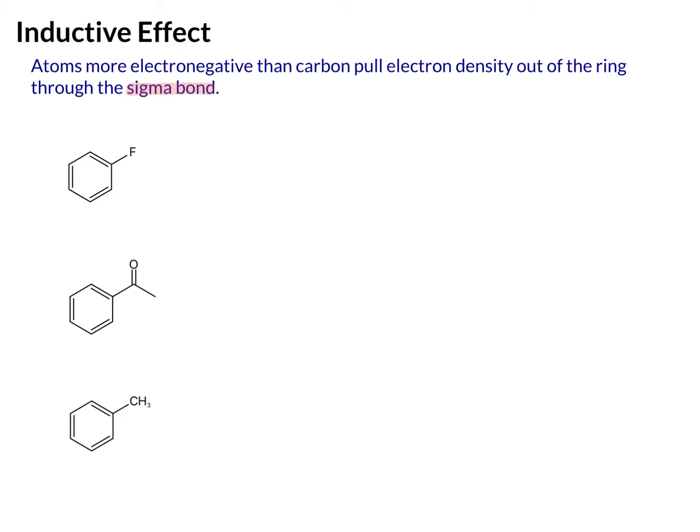And inductive effects are things you think about in terms of electronegativity. So when you have an atom that's more electronegative than carbon, it's going to pull electron density through that sigma bond. So in our first example here, we have fluorine bonded to the ring. We know fluorine is a very electronegative atom, and if you draw a dipole arrow, you're going to draw it toward the fluorine. Fluorine will be delta minus, and that will pull electrons towards itself, putting positive character onto the ring. So we would consider this inductively electron withdrawing.